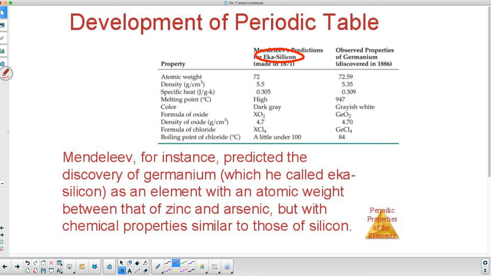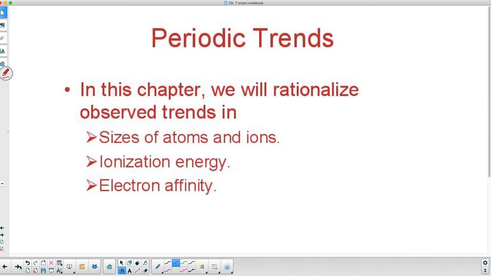And as it turns out, he was very close because of the things that were around germanium. On either side of germanium, top and bottom, left and right, he started to average those things together and predict what they would be. It turns out he was very close, especially on the density of the oxide. So let's move on. He did some predicting, which was very cool.